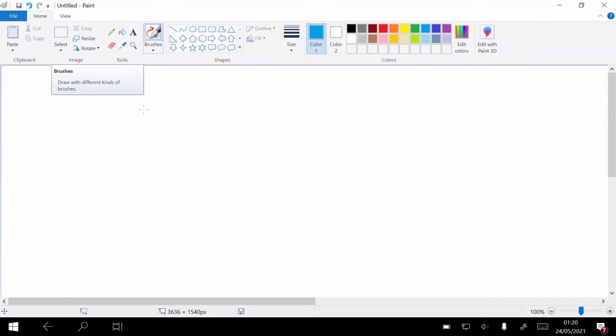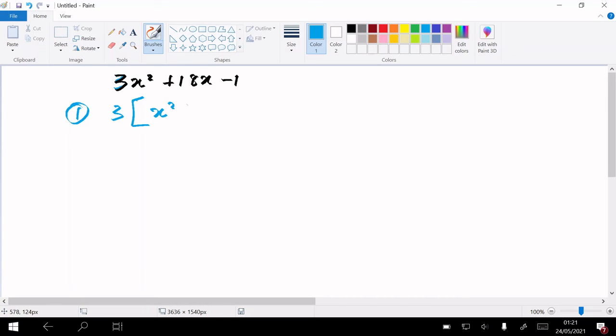So the next example is 3x squared plus 18x minus 1. Step 1, factorize out 3. After I factorized out 3, I'm left with x squared plus 6x minus 1 over 3. So I'm left with a fraction in this case, but it doesn't change anything. It's the exact same method.